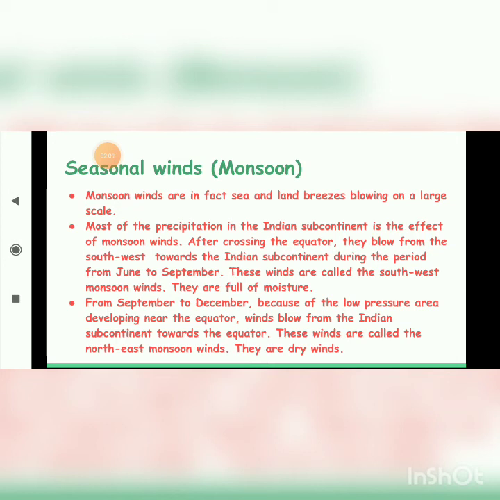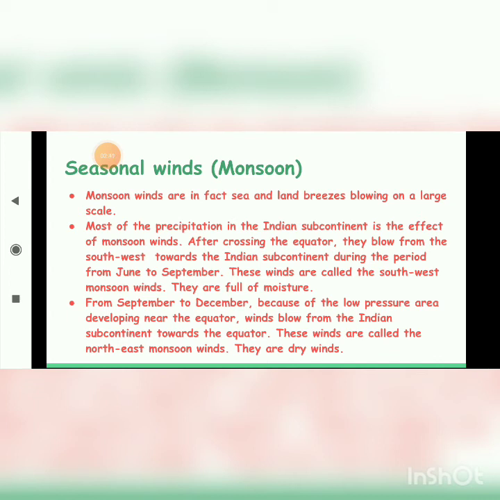After crossing the equator, they blow from southwest towards the Indian subcontinent during the period from June to September. These winds are called southwest monsoon winds. Why? Because after crossing the equator, they blow from southwest towards the Indian subcontinent from June to September, and they are full of moisture.